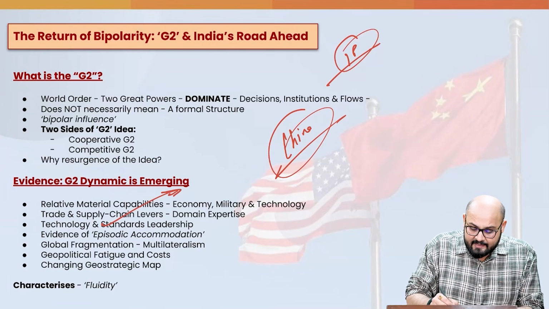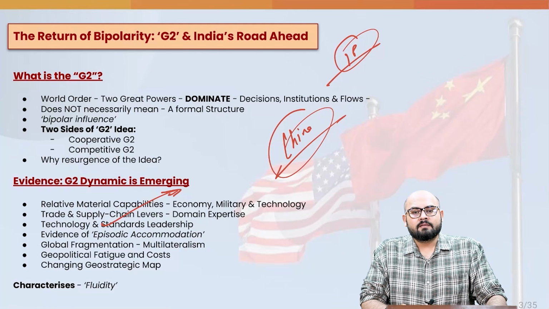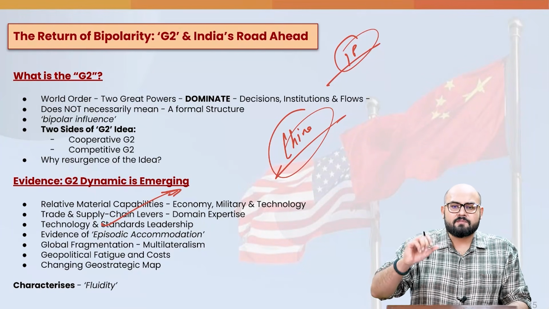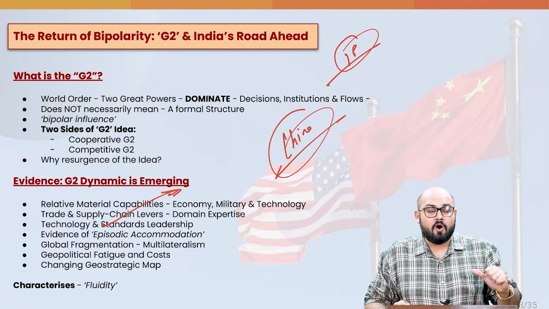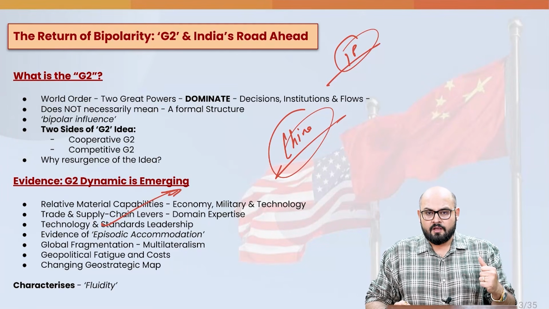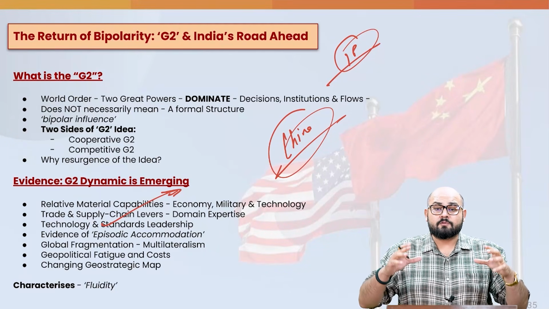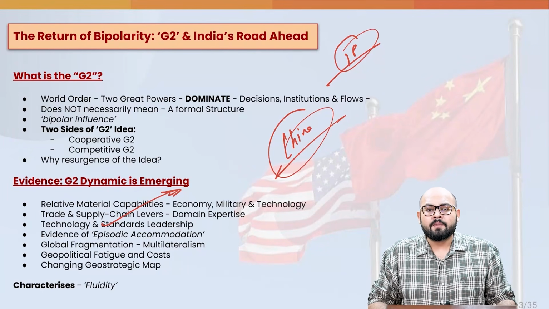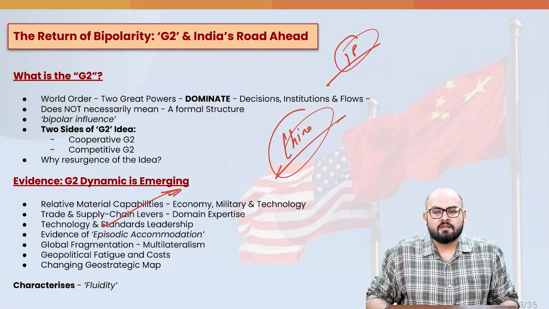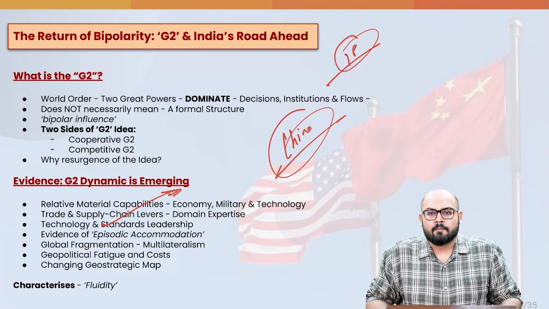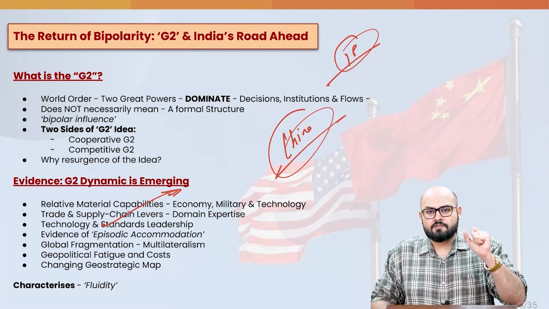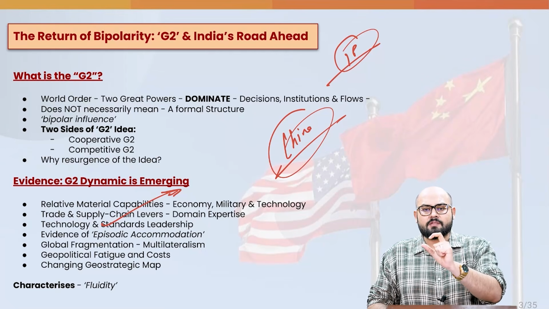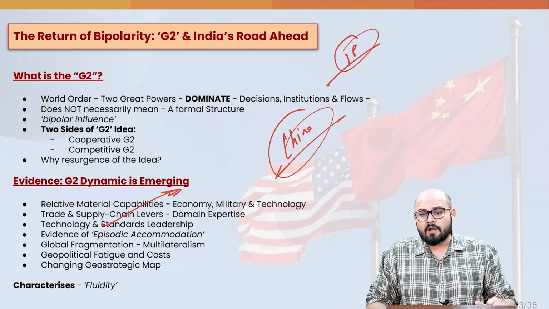Then technology and standards leadership. When we are talking about the developments which are taking place with respect to 5G or 6G, the trials which are going on, or the developments with respect to space research and exploration, who is dominating? It is the US and China. You talk about the Chinese Space Agency or you talk about NASA. They are doing the frontier research. The top-notch research is being done in these two countries, right?